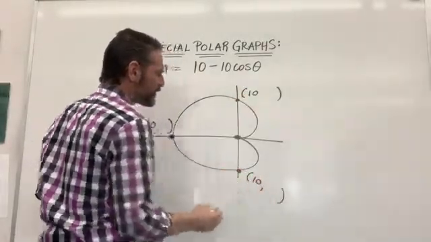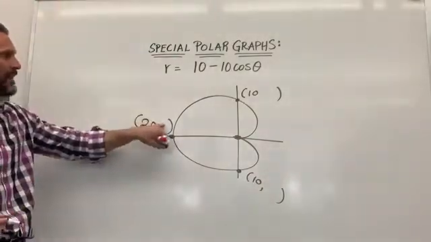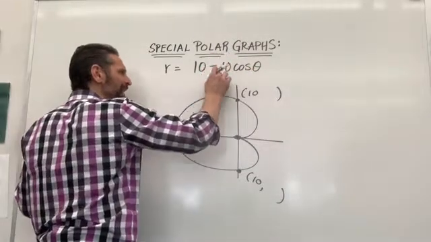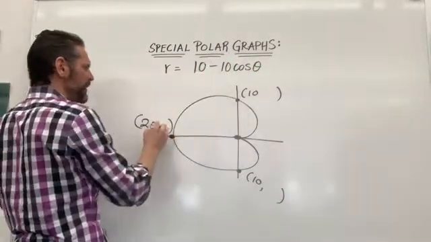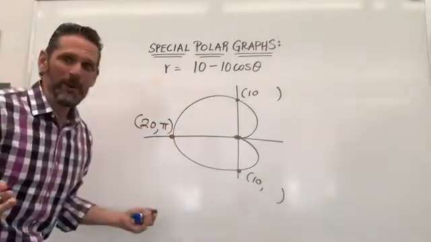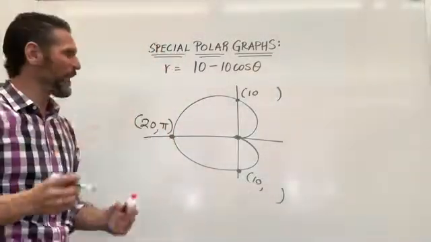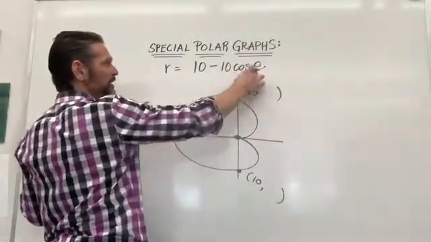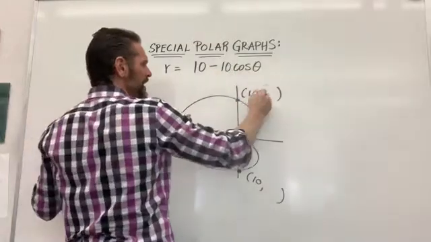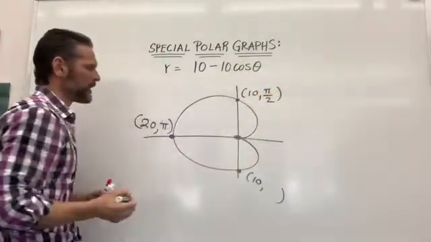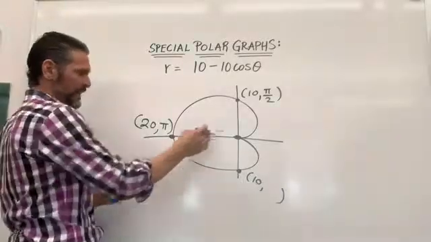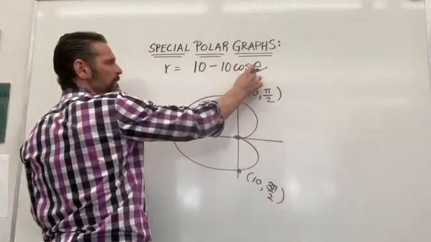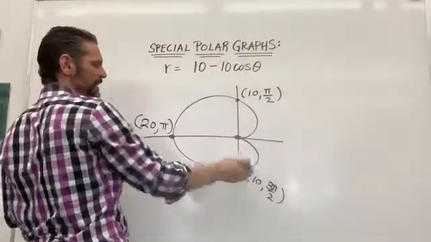Now, I think I've got those points correct. Let's see. I think the angle is pi. Cosine of pi is negative 1 times negative 10 is 10 plus 10 is 20. So I nailed that point. It wasn't just some random point I was pulling out of thin air. I think the angle here is pi over 2. Let's see. Cosine pi over 2 is 0 times negative 10 is 0 plus 10. Looks like I did nail that point. How about here? Well, it looks like that angle would be 3 pi over 2. Did I get it right? Let's see. Cosine 3 pi over 2 is 0 times negative 10 is 0 plus 10 is 10.